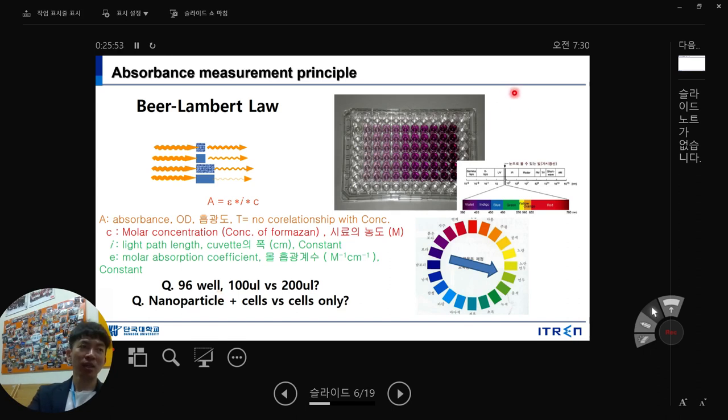Okay? But if you transfer your converted media or solution to another well, there is no reason to check the nanoparticle interference. But I'm sure that your pipetting is always horrible. Yeah, better, the most important thing is just directly checking. If there is no difference, there is no interference.